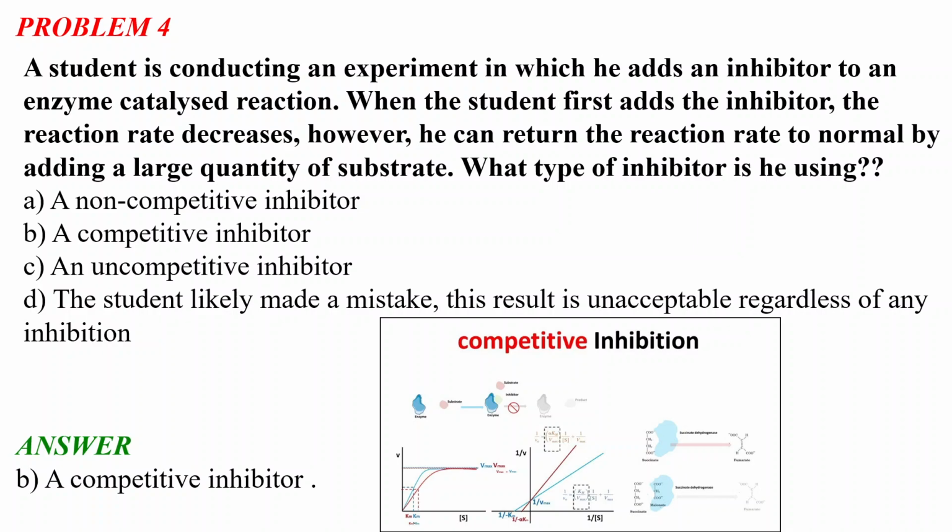But if you add a large amount of the substrate, what will happen? Sorry, the rate will be returned to normal by adding a large quantity of the substrate. Okay. So this is called competitive inhibition.